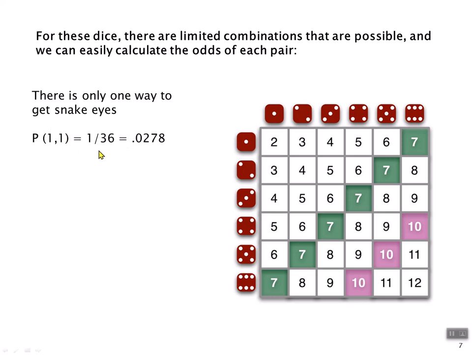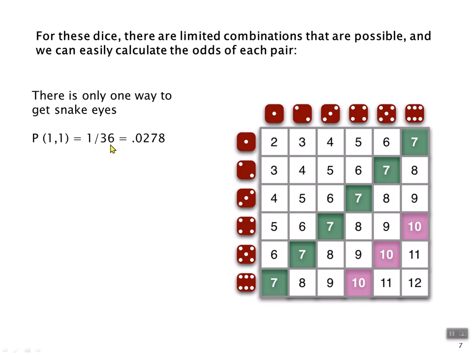There's only one way to get snake eyes. There's only one way to roll a 1 on the first die and a 1 on the second die. This is how we would express the probability, where P stands for the probability of this event happening, where the event in question is the independent event of rolling a 1 on the first die and then rolling a 1 on the second die. So let the dice over here represent the first roll, and the dice over here represent the second roll. There's only one way to get this. The 1 and the 1 combine. That's the only way that you can get a 2.